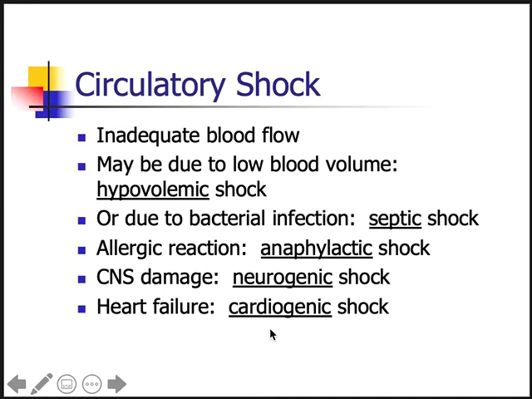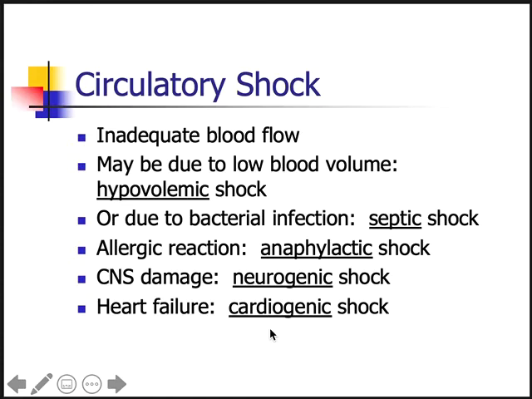So like I said, all of these types of shock mean you're not getting enough blood flow to the vital organs, and if that persists, that can cause tissue death. If it's extreme enough, then it'll just outright kill you, right? You have to have blood flow to the brain, to the heart.